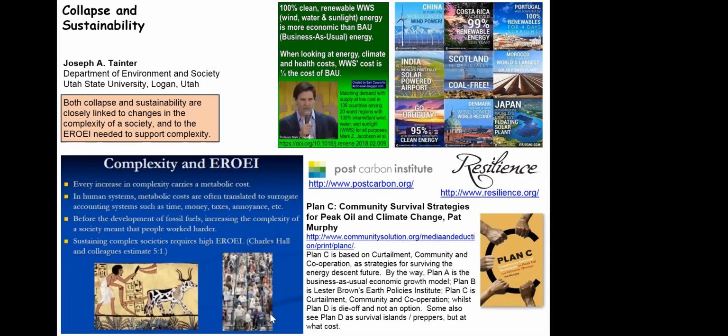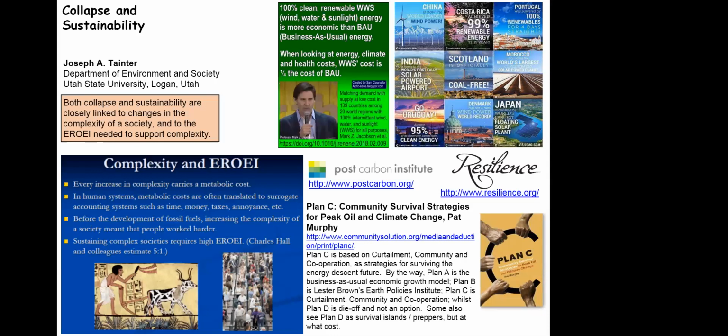So Plan C is based on curtailment. In other words, shrinking back our consumption, establishing a sense of community and cooperation. So instead of competition, which is so often taught at schools through athletics and sports, we need to adopt this approach of cooperation, which was Steiner's approach. So cooperation versus competition. So these are strategies for survival, for surviving the energy descent future.